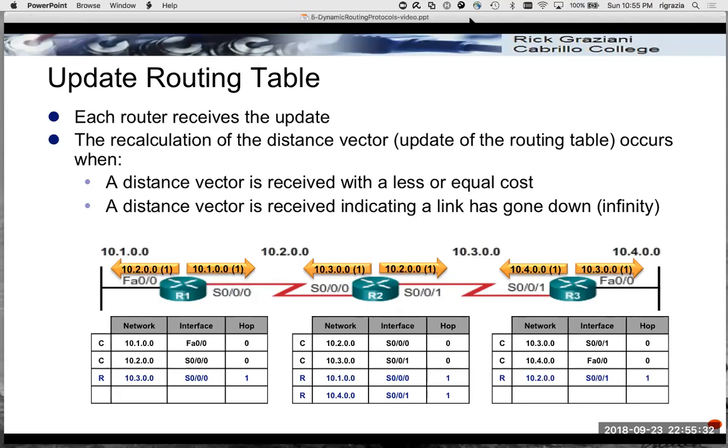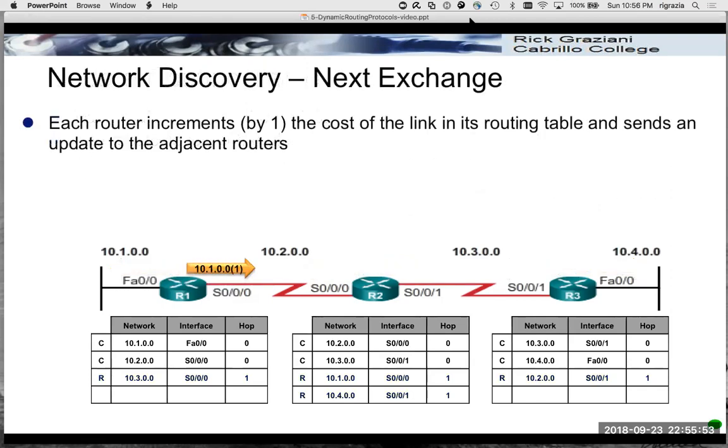So this is the first round of updates. Are we converged yet? Does everybody know about all networks? No. R2 knows about R1 and R3's remote networks, but R2 still has information to tell R1 about R3's network, and R2 needs to tell R3 about R1's network. Let's get there.